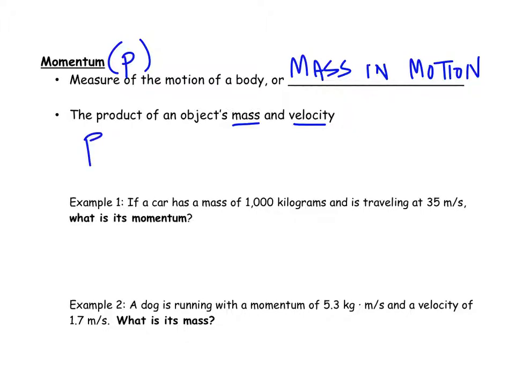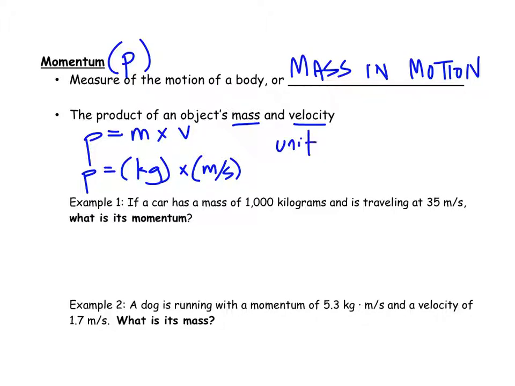Remember, momentum is lowercase p. Momentum is mass times velocity, m times v. And since we are measuring momentum, we know that mass is measured in kilograms, velocity is measured in meters per second. So if we multiply those two, our unit for momentum becomes kilograms times meters per second. Mass times velocity, kilograms times meters per second.